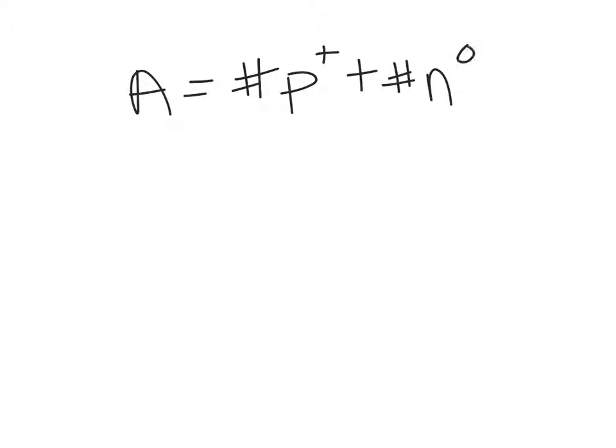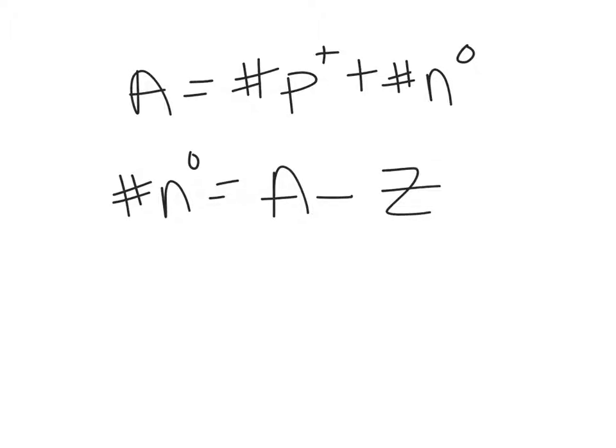Let's switch. So the mass number, on the other hand, A, is equal to the number of protons plus the number of neutrons, right? Because those are the only two subatomic particles that contribute to the mass of an overall atom. So that means you can solve for the number of neutrons by taking the mass number and subtracting the number of protons, which you get from the atomic number. So from the mass number A and the atomic number Z, you can identify all the subatomic particles from the chemical symbol.